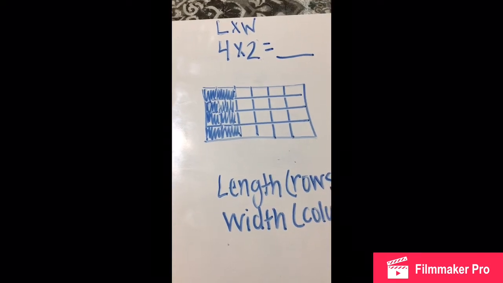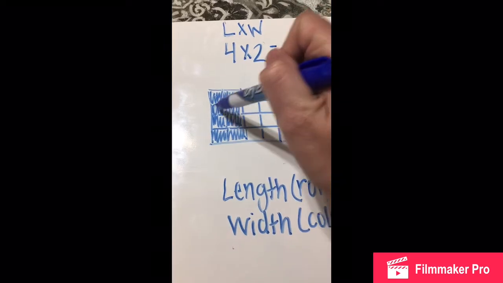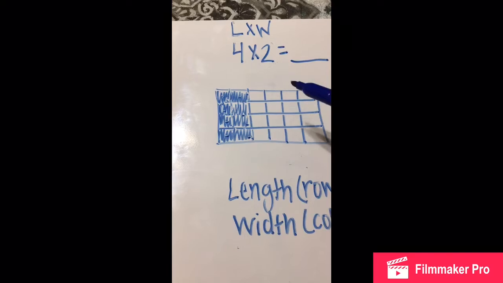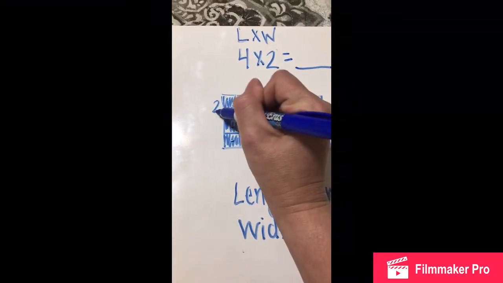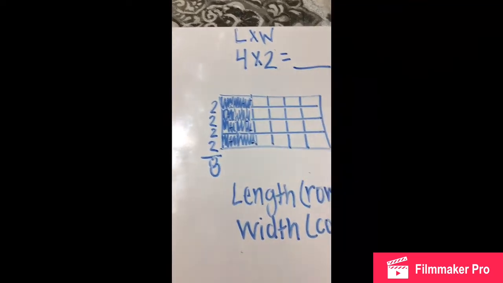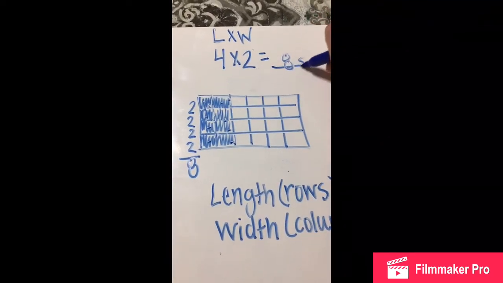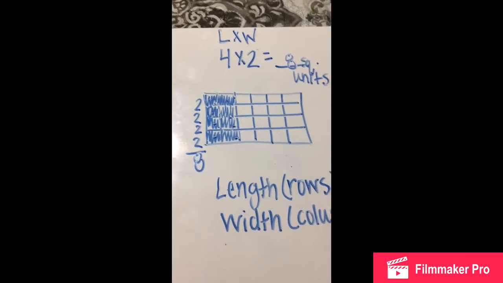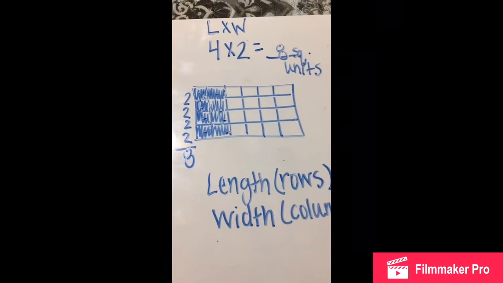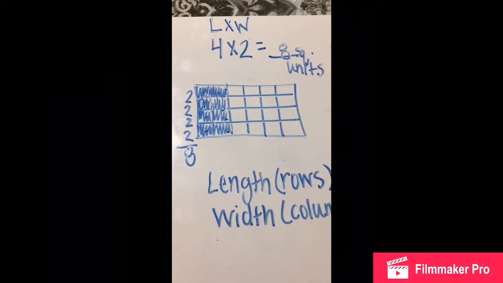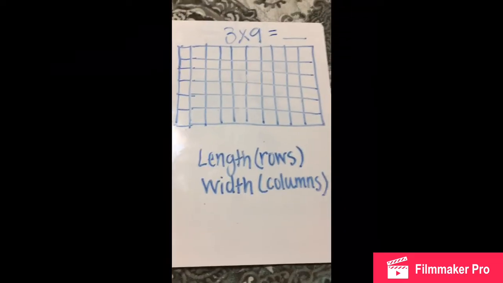So to solve my area, I need to do 4 times 2. Now I can just count 1, 2, 3, 4, 5, 6, 7, 8. Or I could have done 2 plus 2 plus 2 plus 2, and I would have also gotten 8 square units. So that's how you fill in your array when you only have the multiplication sentence provided. Let's try one more.